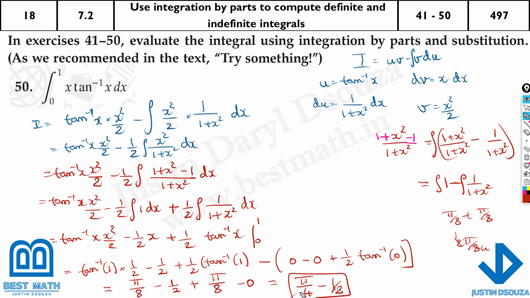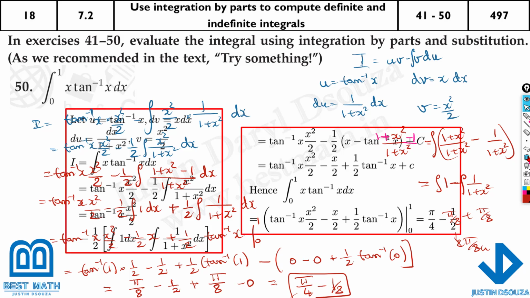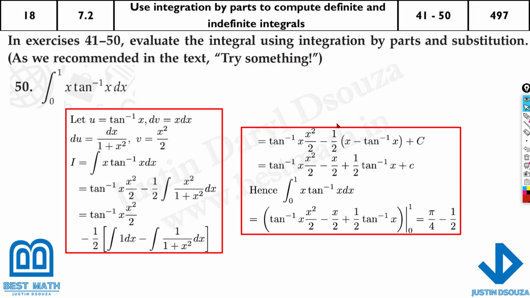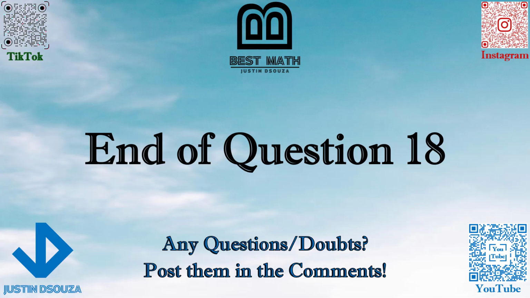So that must be the final answer. The answer is pi by 4 minus half. Now this is in radians. Otherwise it'll be 45 degrees minus half, which wouldn't make sense. So write it in radians. You can see that will be the answer. That is the end of this question.